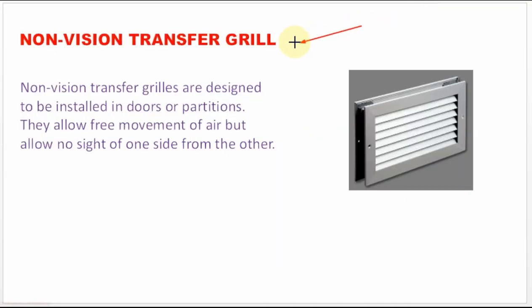Non-vision transfer grill, or sometimes we call it door grills. Non-vision transfer grills are designed to be installed in doors or partitions. They allow free movement, but you cannot see through these grills from the other side.